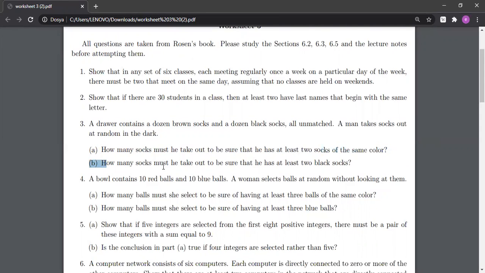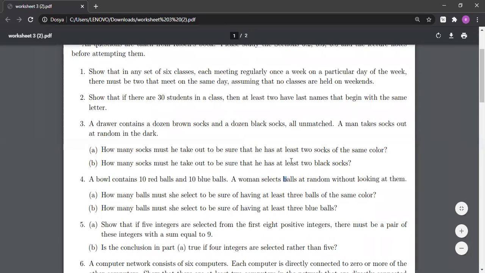And what about B? We need to think about this. Now we want that he has at least two black socks. We have 12 black socks and 12 brown socks. What do we do for that? At least two black socks. So the answer is 14.